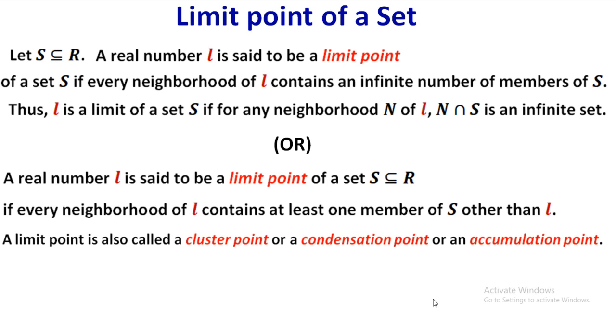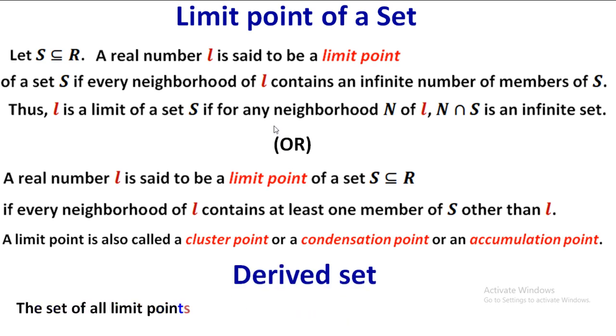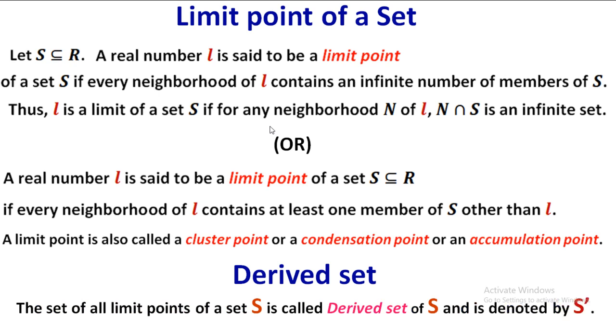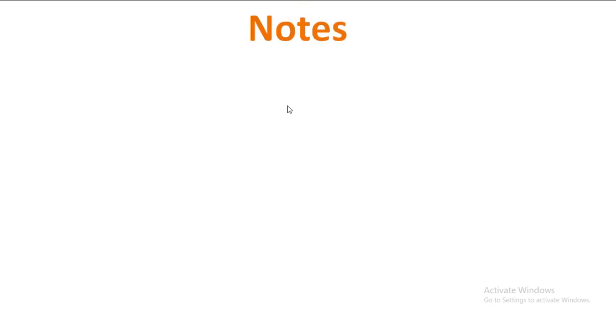Now what is a derived set? Once we are familiar with this limit point of a set, then it is easy to state the definition of a derived set. The set of all limit points of a set S is called the derived set of S, and it is denoted by S dash. Okay. Now see some notes on the limit points of a set.